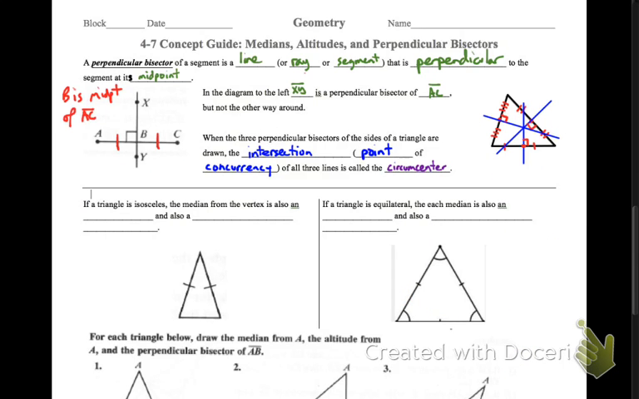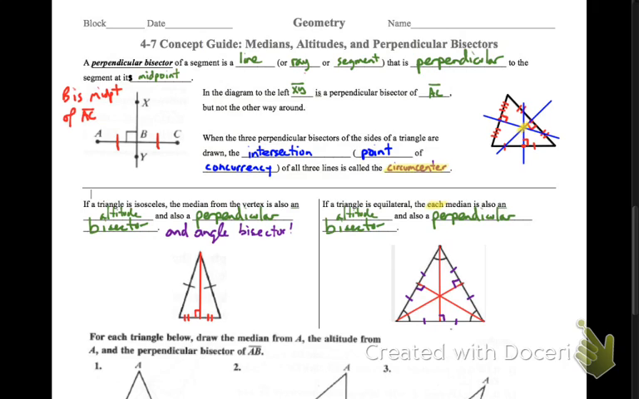So if we're talking about an isosceles triangle, the altitude and the perpendicular bisector are the same thing. And if we're talking about an equilateral triangle, oh, and it's also an angle bisector. If we're talking about an equilateral triangle, it's an altitude, it's a perpendicular bisector, it's a median, and it's an angle bisector. Those things are all the same thing. So this point right here is the orthocenter, it's the centroid, it's the circumcenter, it's all of those things combined.